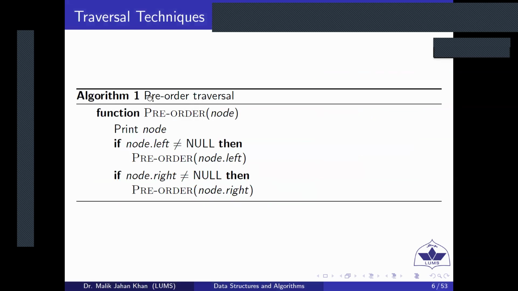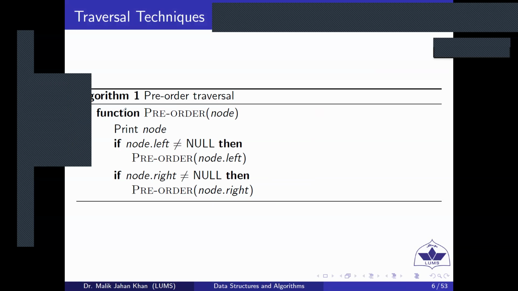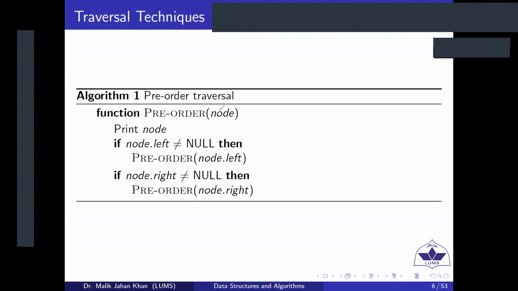So the first algorithm is for pre-order traversal. Pre-order traversal means that we need to define a function or method whose name is pre-order. A reference of a node is passed to the pre-order function. The first thing it does is print the node, which means it prints the data of that node. In terms of Java, it could be system.out.print or println node.data.